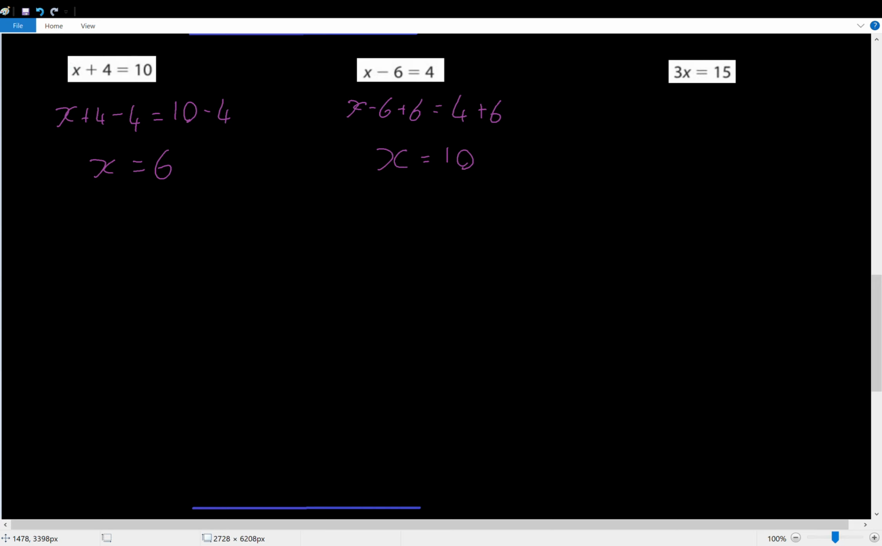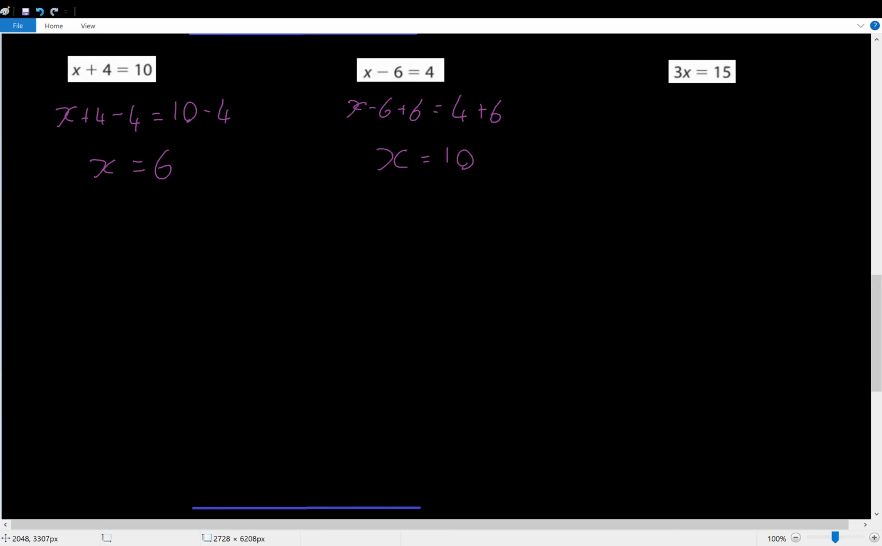And that's how we would do the middle one. And the last one's a little bit different because there's no plus or minus this time. This time around, it's a multiply. It's 3x is equal to 15, which is 3 multiplied by x is equal to 15.